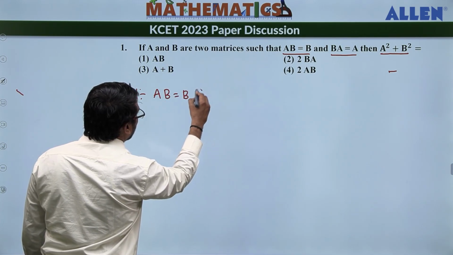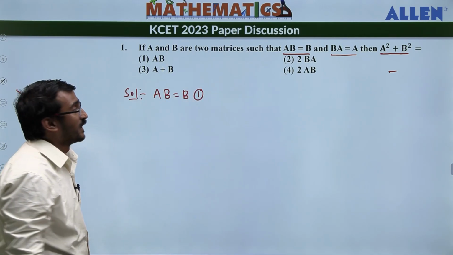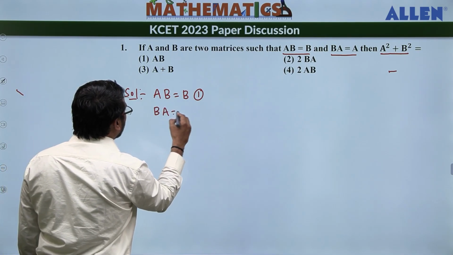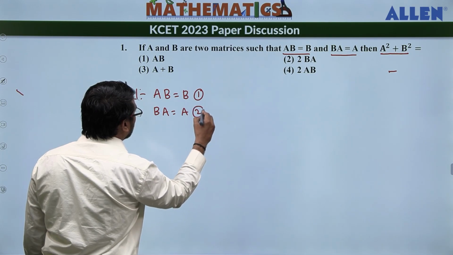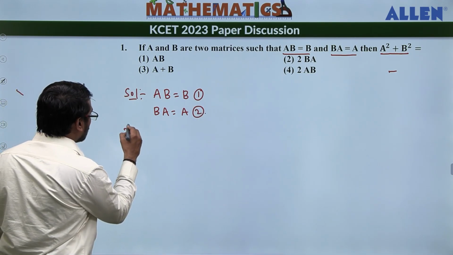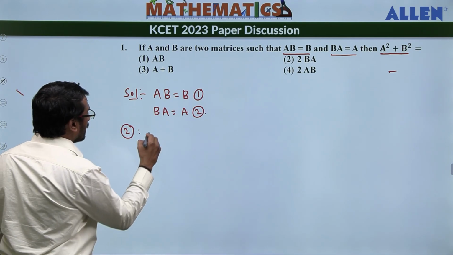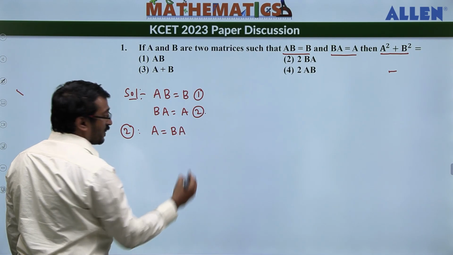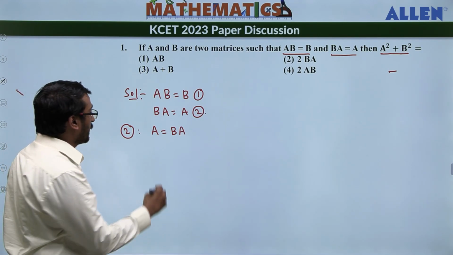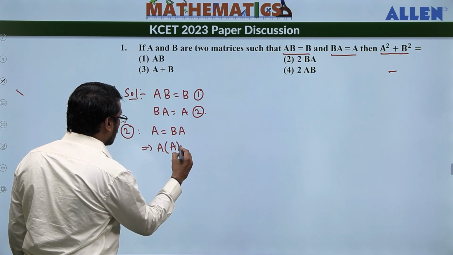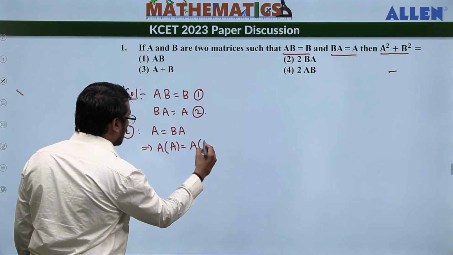Let us call it first equation. BA is equal to A. Let us call it second equation. Let us take second equation. A is equal to BA. Both the sides pre-multiply by A. A into A, A into BA.